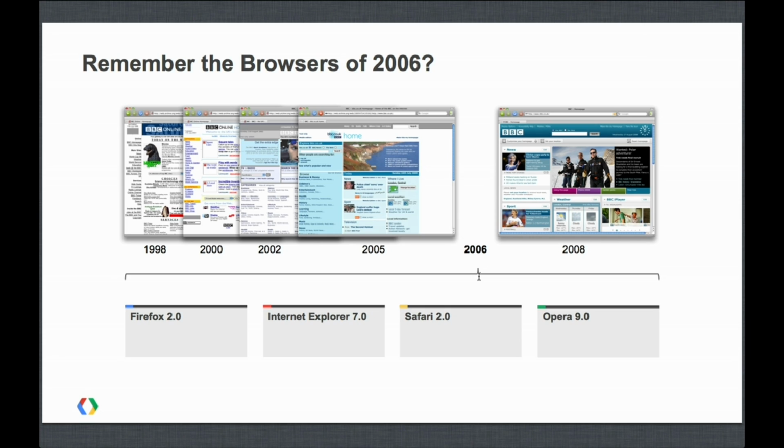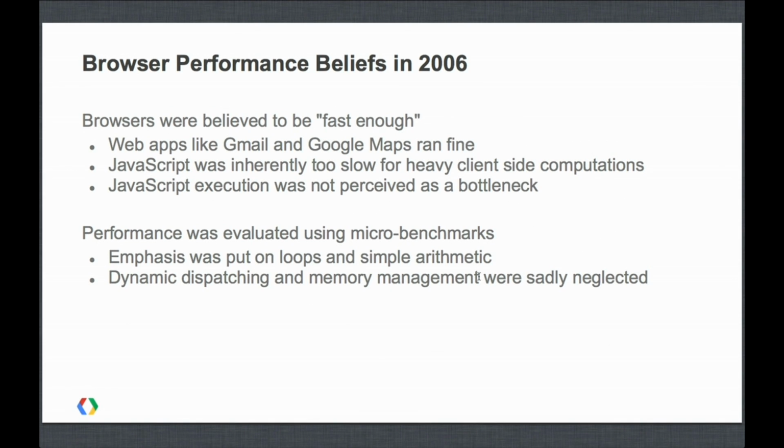Even if you look at the websites I've depicted up here, you can tell the difference, if you can actually see it from the back of the room. In 2008, we were already seeing pages like BBC becoming more interactive and more rich. So in 2006, when we set out to implement a new virtual machine for JavaScript for the web, people believed that browsers were essentially fast enough. Web applications like Gmail and Google Maps ran fine, and people were very impressed with them. People also believed that JavaScript is just inherently too slow for writing heavy client-side computations. And people didn't really expect JavaScript to improve that much, so they didn't think that the execution of JavaScript was holding things back.